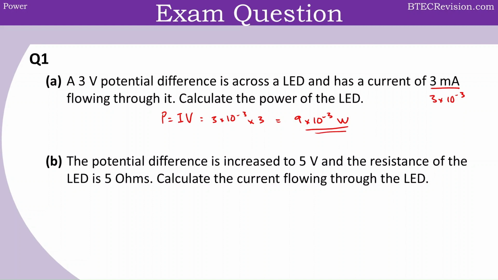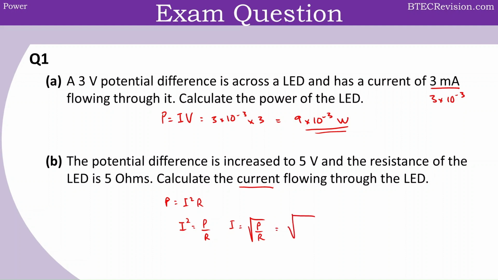For part B, the potential difference is increased to 5 volts and the resistance of the LED is 5 ohms. Calculate the current flowing through the LED. We can start by writing down our second equation. So we know power equals I squared R. And since it's asking for current, we can rearrange for I. I squared equals power divided by R. So therefore, I equals the square root of power divided by R.